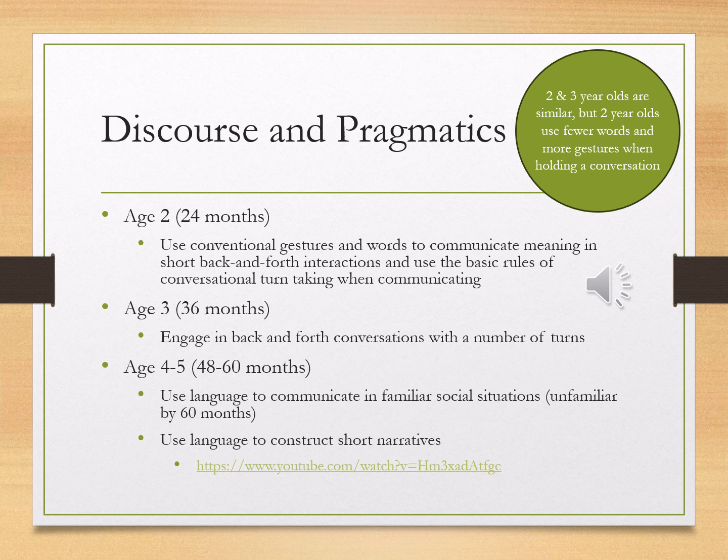At ages 4 to 5, children should be able to use language to communicate in familiar social situations, so at school where they're comfortable, at home where they're comfortable, with people that they're comfortable with, and they should be able to start using language to communicate in unfamiliar situations when they're around 5. And then also they should be able to use language to construct a short narrative, to tell a little story. So there's a cute video on this slide that shows a little boy telling a little narrative and telling you a little story, so that you can see kind of what a 4 to 5-year-old story should look like.